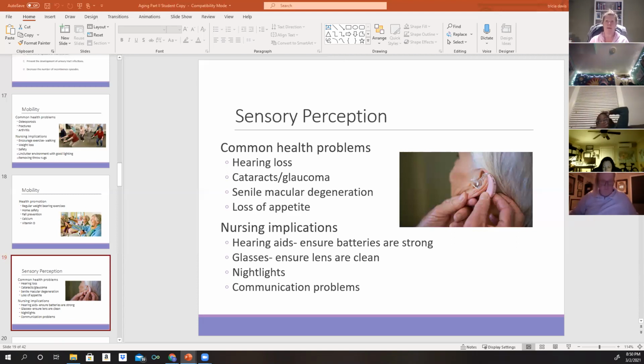It's actual deterioration of the macula, which is that small area in the center of the retina at the back of your eye. It does cause central vision loss. And central vision loss is what you see in front of you when you're looking straight ahead.